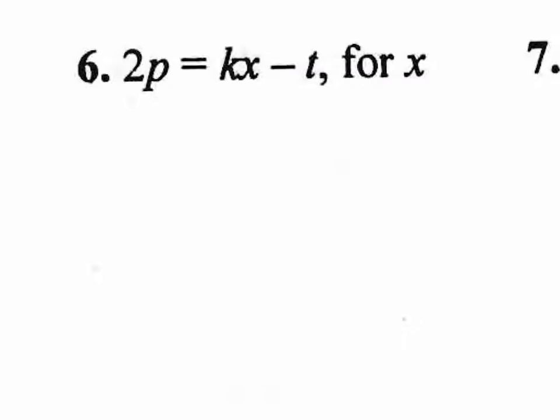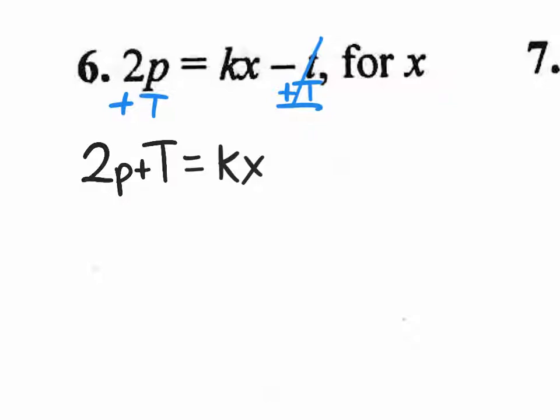Let's get rid of that guy by doing the opposite, by doing plus t and plus t. What you do to one side, you do to the other. Plus t. Now, if I do minus t plus t, that eliminates. And the equal sign's here. The kx comes down. And on the left side, you cannot add the 2p plus t. So you're just going to rewrite it. 2p plus t. So there's your new equation.